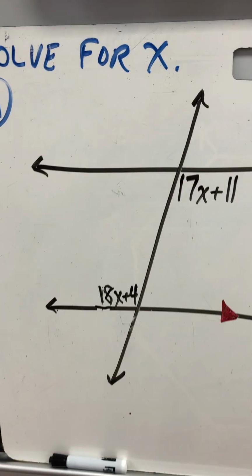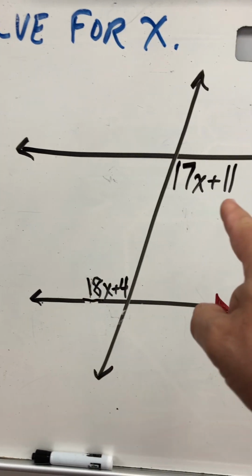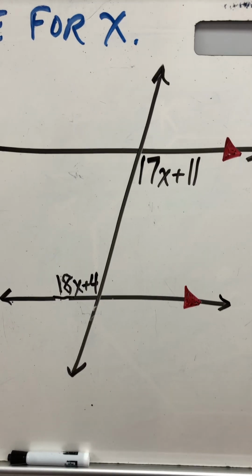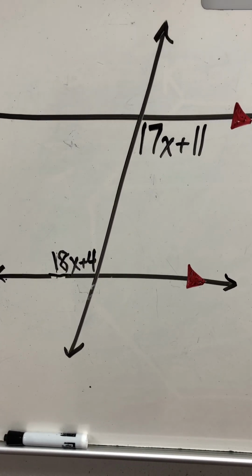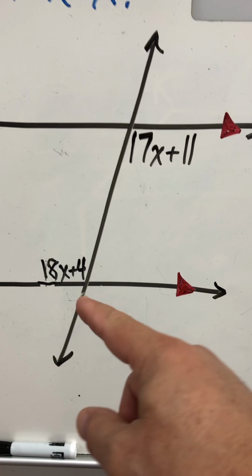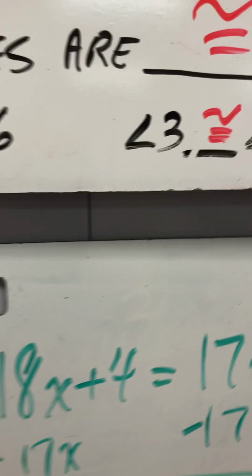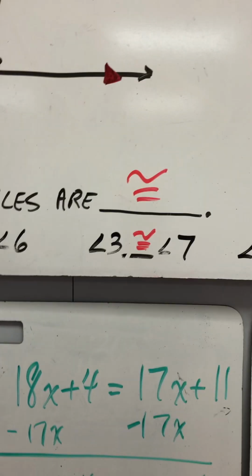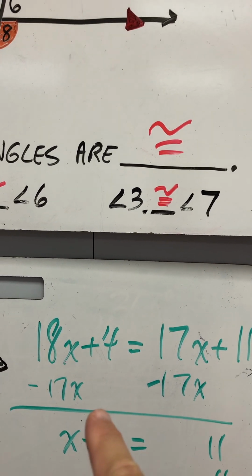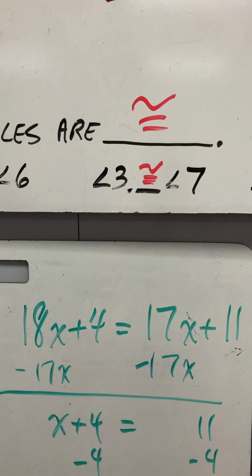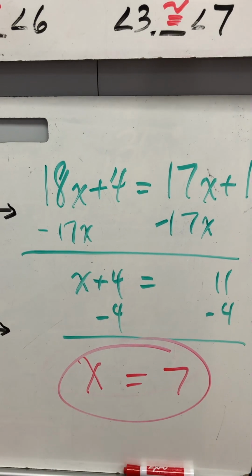Solve for x. What do we know about this angle and this angle? They're alternate interior angles, which means they're equal. So I set them equal to each other. 18x plus 4 equals 17x plus 11. I'm going to subtract 17x from both sides and get x plus 4 equals 11. Subtract 4 from both sides, x equals 7. Easy.